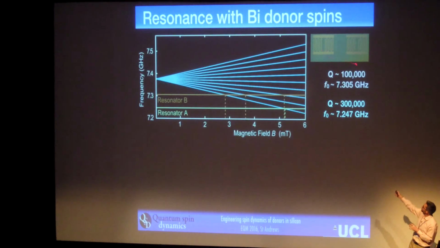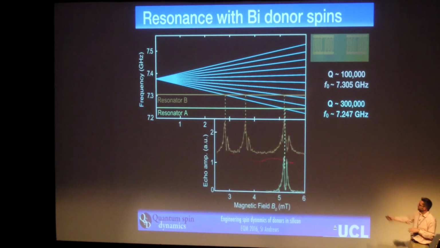These are two resonators that were made with Qs of 100,000 or 300,000. And these are their frequencies, so that you can see that you might hope, as a function of magnetic field, to hit these resonances shown. And indeed, this is what the echo-detected magnetic field sweeps look like. You can see each of these transitions.